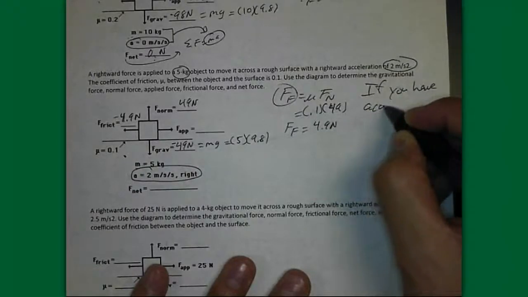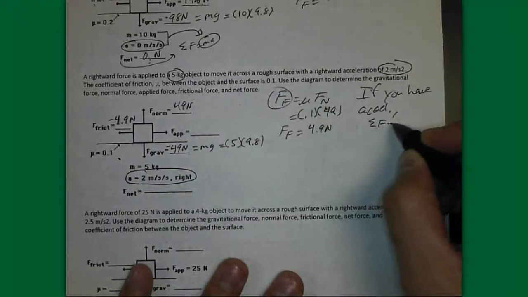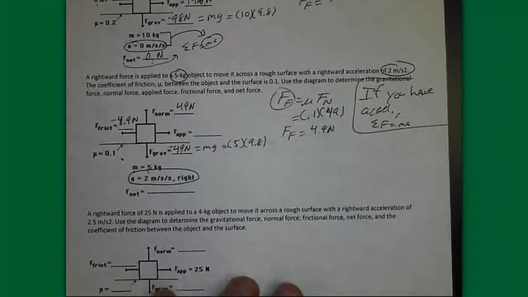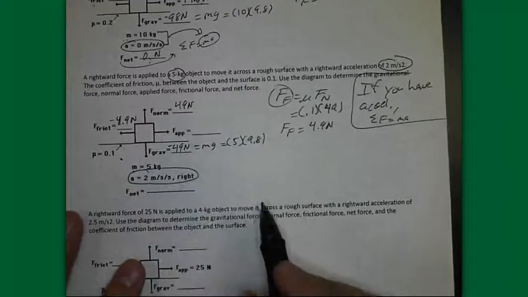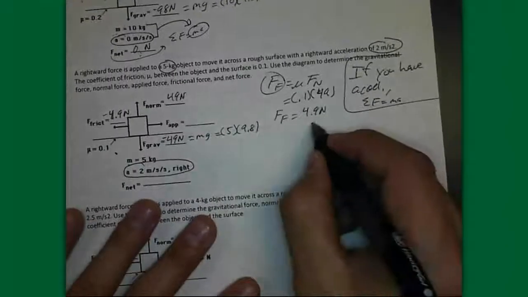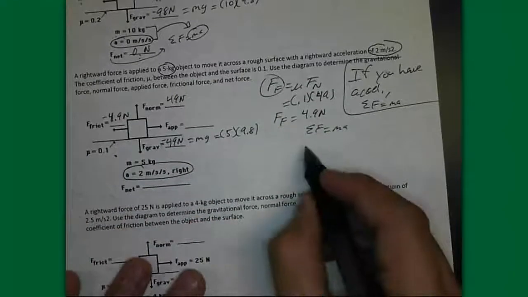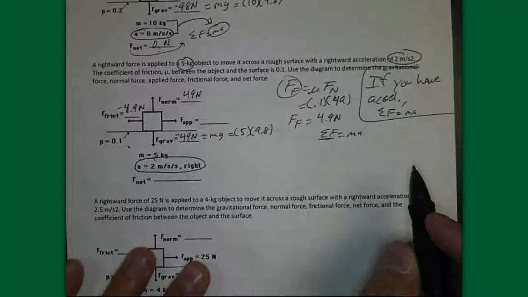If you have acceleration, I've said this before, but I want to make sure it's clear. If you have acceleration, you must use sigma F equals ma in some way, shape, or form to solve for something. And that's what we're going to have to do to find the applied force. And let me show you how. I'm going to start with sigma F equals ma. Write that down. And the very next step is to sum the forces in the direction that I have acceleration.